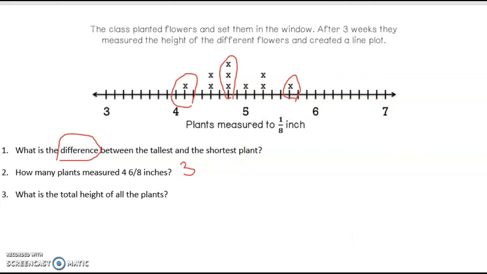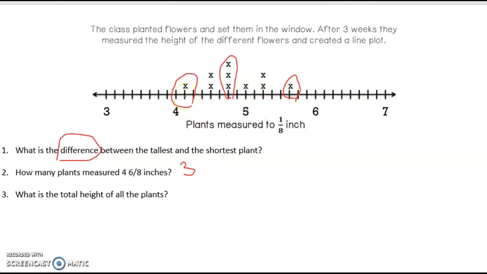All right, so how many numbers should we have in this addition problem? Well, we should have a measurement for each plant. So 1, 2, 3, 4, 5, 6, 7, 8, 9, 10. We should be adding 10 mixed numbers or fractions together because there's 10 plants in this line plot. All right.